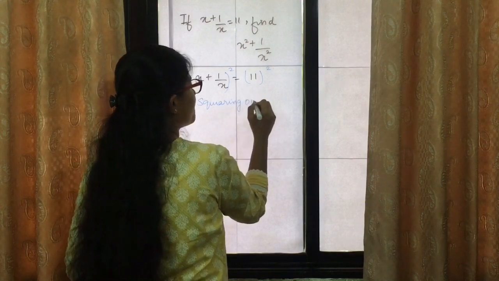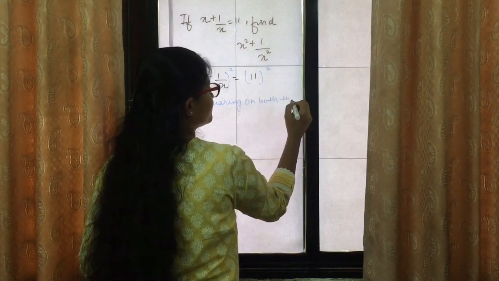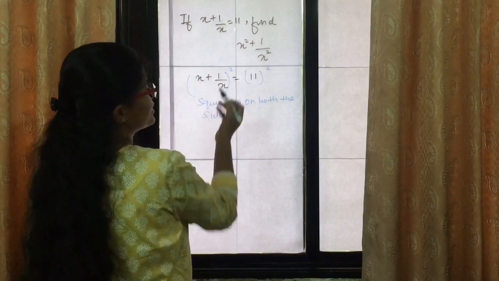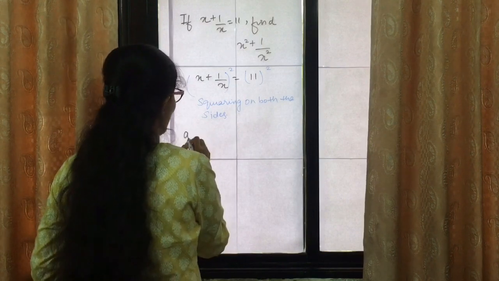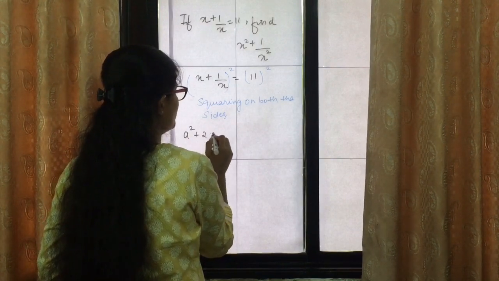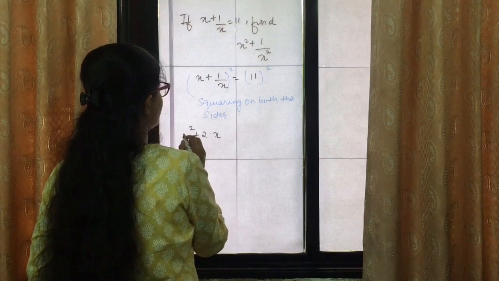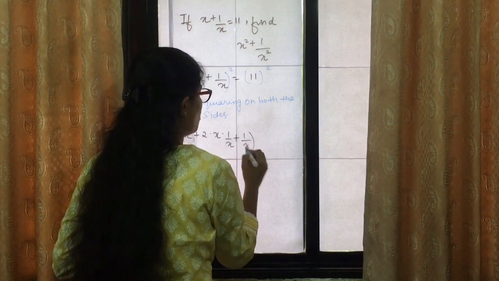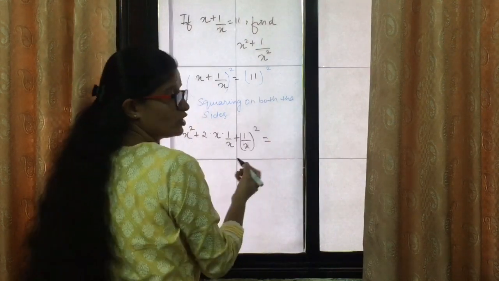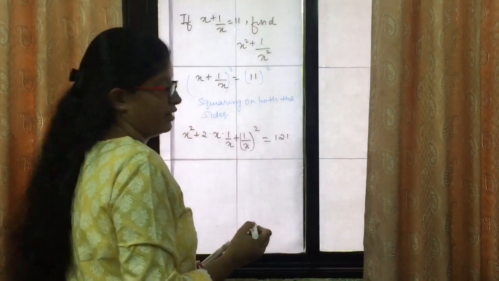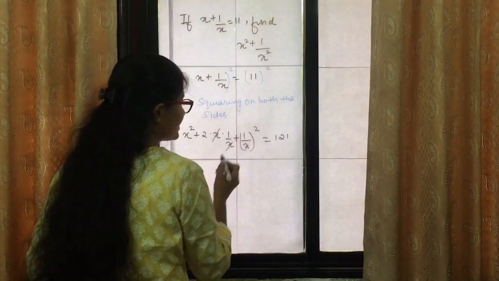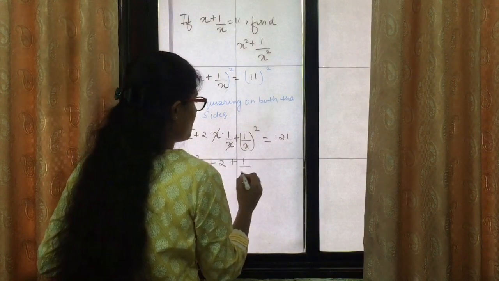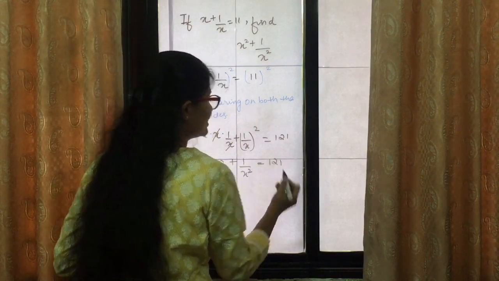Squaring on both the sides. If I square on both the sides, if I expand, this is nothing but (a plus b) whole square. So if I expand, it will give me a square plus 2 into a, sorry, a is here x, into 1 upon x, plus (1 upon x) whole square is equal to 11 square, which is nothing but 121. So here we can see x and x get cancelled out. So the answer will be x square plus 2 plus 1 upon x square is equal to 121.